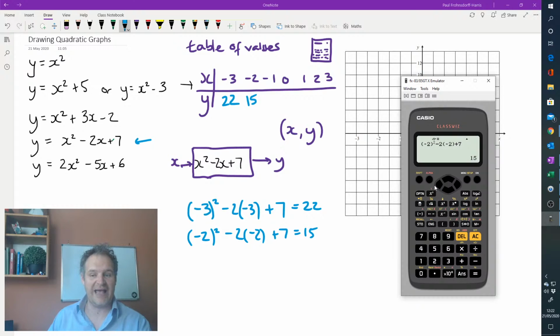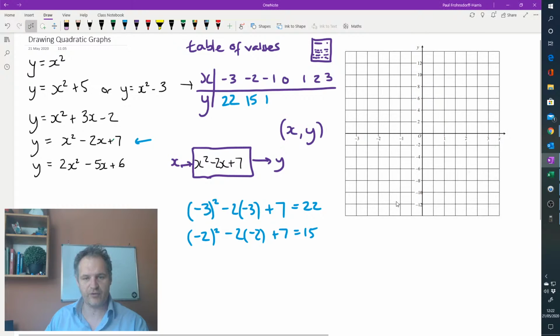You may find your head is able to do these. I think with the negatives, I like to do it in the calculator, especially when I'm tired because the baby's been up all night. But you do what works for you. I think the calculator is quite useful because it can give you all the answers quite quickly.